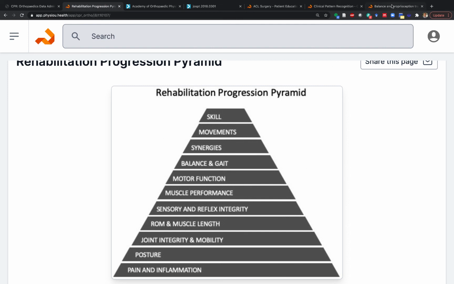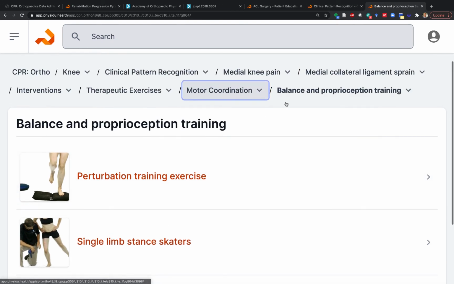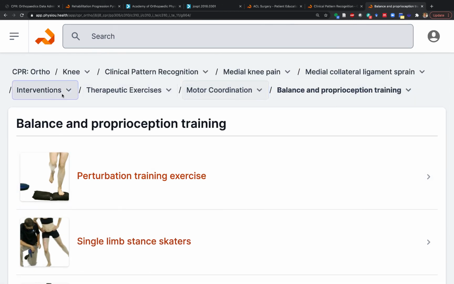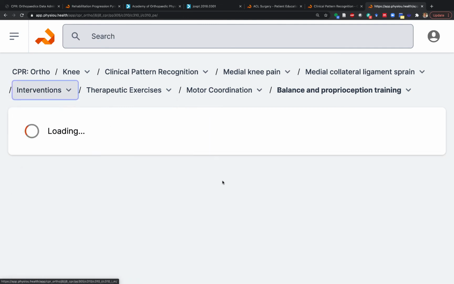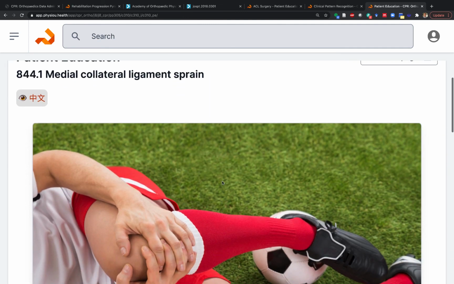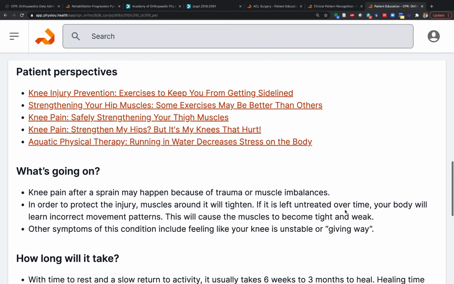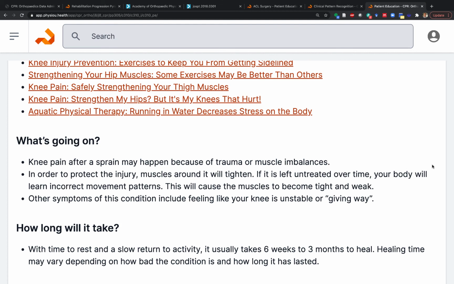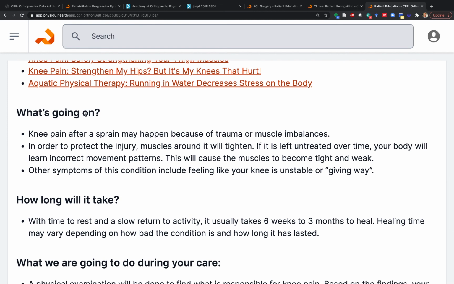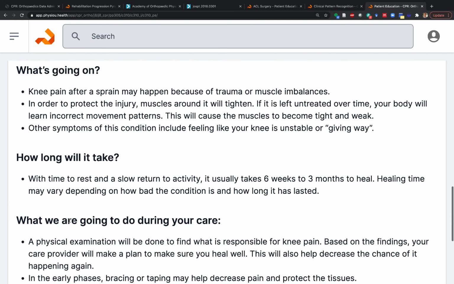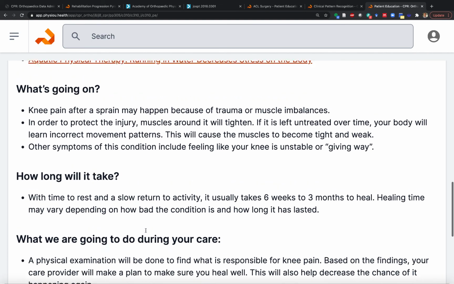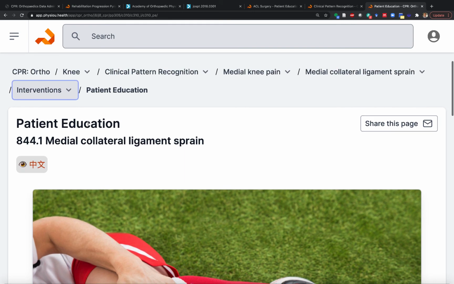Okay? So, and then don't forget, you have your patient education, your JOSPT patient perspectives, and things that you would be expected to say. We wrote this in layman's terms so that you can answer the key questions that patients want to know about. Okay? So that is medial collateral ligament sprain.